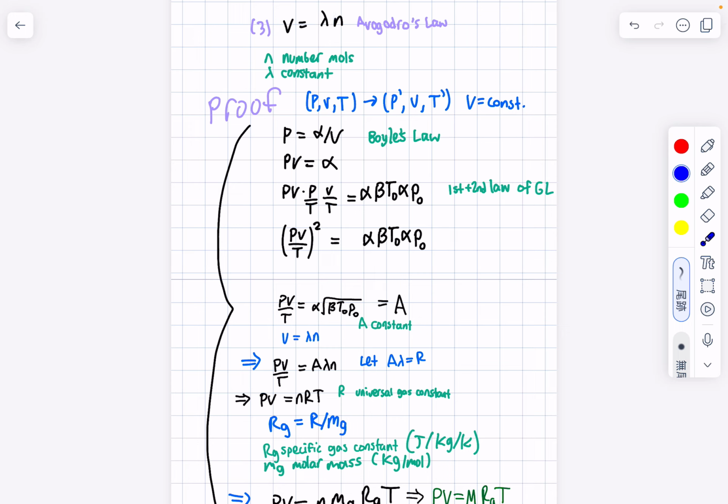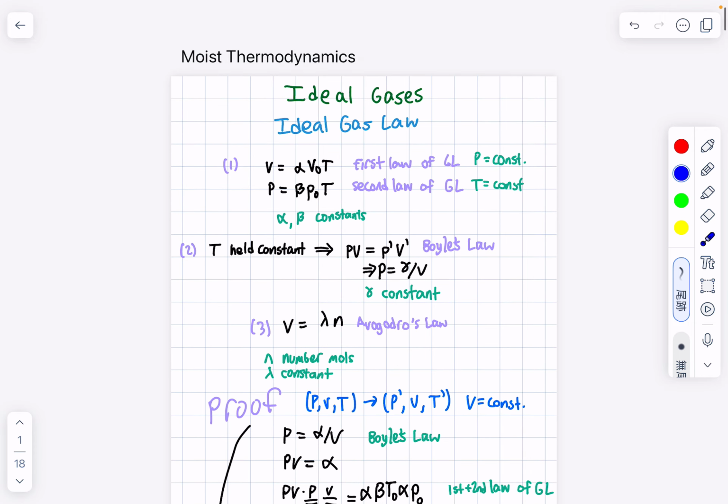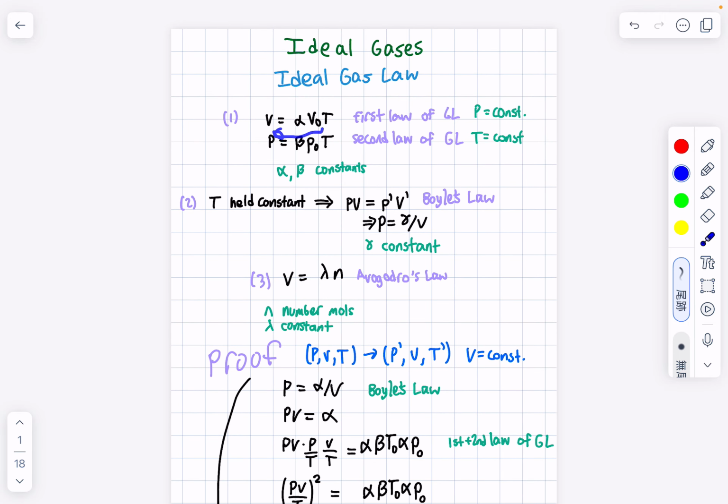So to start the derivation, we take a system with a certain pressure, volume, and temperature, and we move the system in time while holding volume constant, to a different pressure and a different temperature. We can then start with Boyle's law, where pressure is equal to alpha over V. We can multiply V on both sides, and we will get PV is equal to alpha. Then we can use the first and second law of GL, multiplying by P over T and V over T, as we see above, dividing on both sides by T, we will get these constants out.